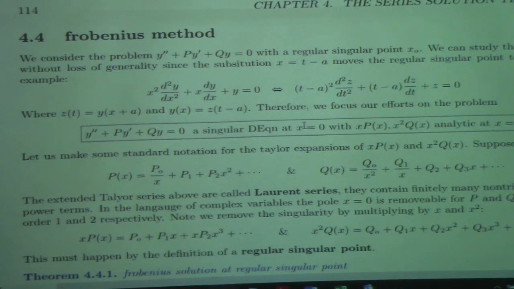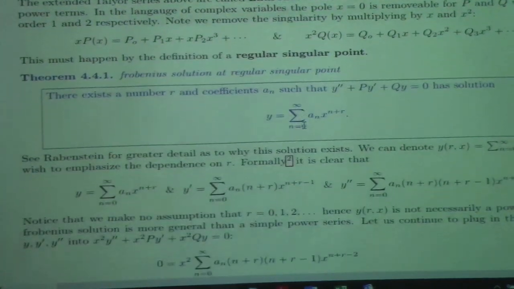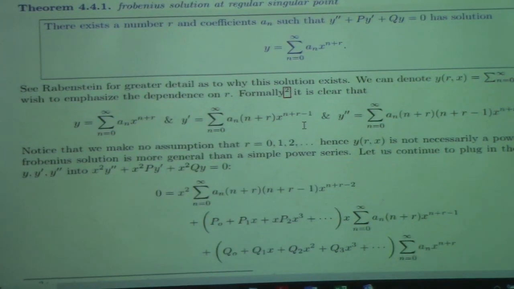Anyway, getting on with it here. This is the theorem. There exists a number r and coefficients a sub n such that when we try to solve y double prime plus p y prime plus q y equals 0, we can let our solution look like this. That should look kind of familiar. It's pretty much the power series solution. What's the wrinkle? It's a significant wrinkle. Notice that we have n plus r. Our power series solutions have just been x to the n. In some sense, for power series solutions we just set r equal to 0 in this solution template.